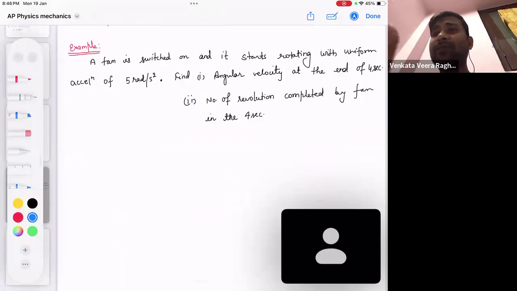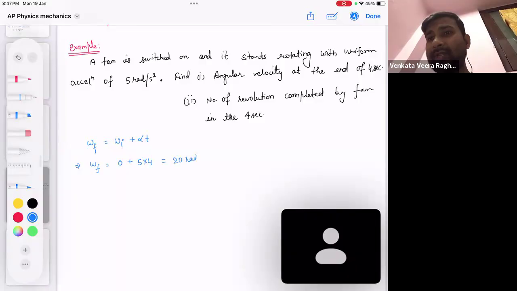Angular velocity at the end of 4 seconds. So we can simply use omega final equal to omega initial plus alpha into t. Finally, omega they are asking in the question, starting from rest. Alpha is given 5 and time is 4. So what is the final angular velocity? 20 radian per second we have.